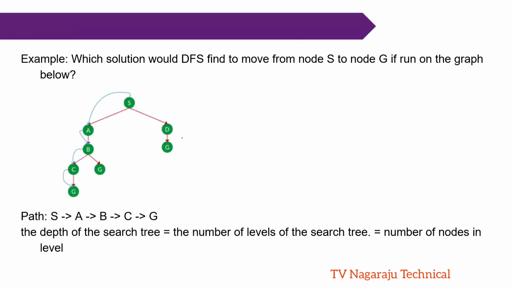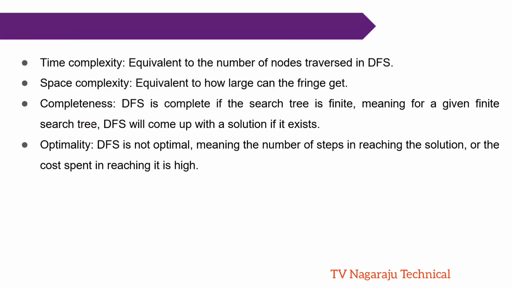For example, if this is DFS, starting at node S, move to A, B, C, G. This is the path. Clear the point? Now, the depth of the search tree means the number of levels of the search tree. Obviously, the number of nodes in the level.